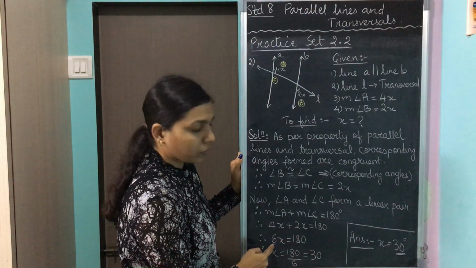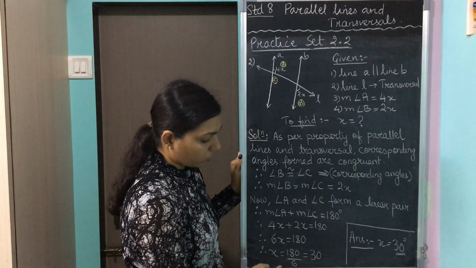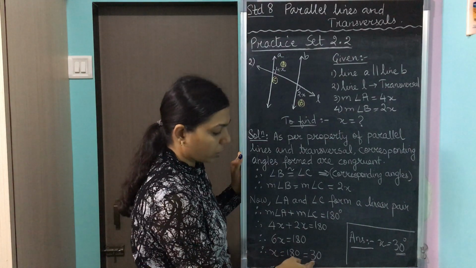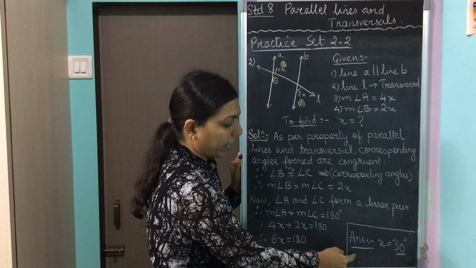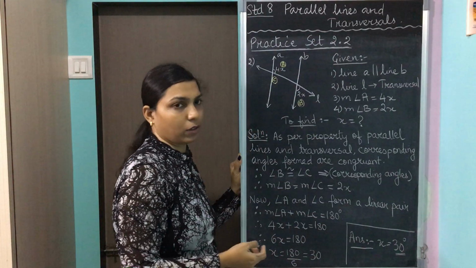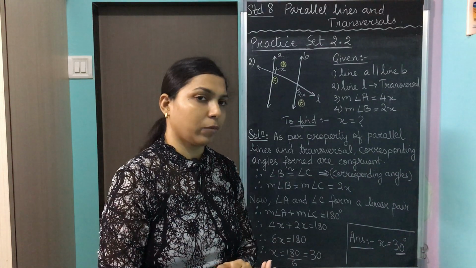4x plus 2x gives us 6x. 6x is equal to 180. 6 goes on the other side, x is equal to 180 upon 6, which gives us 30. So your final answer is the value of x is 30 degrees. Okay, so in this way, dear students, we will be solving the remaining sums as well.